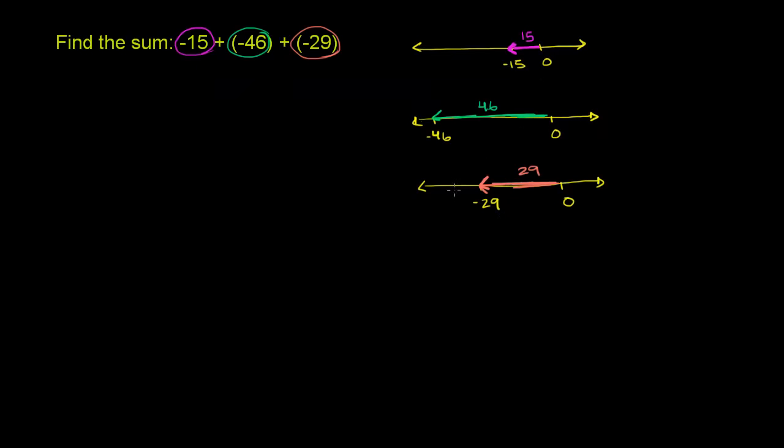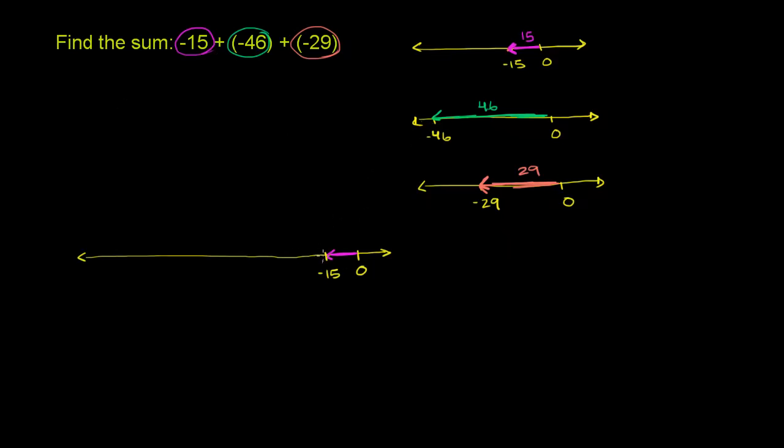And now let's think about what happens if you add them. One way to think about adding these numbers is if you added these arrows. If you started where this arrow leaves off, and then you put this green arrow, and then you put the orange arrow. So let's draw that. It's going to be a longer arrow now. We're going to start at 0. First we have the negative 15, so we move 15 spaces to the left to get us to negative 15. Then we're going to go 46 spaces to the left to get us to negative 15 plus negative 46.